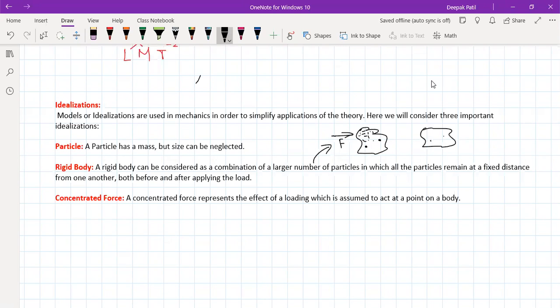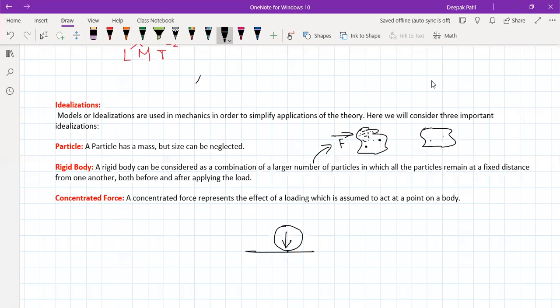Now coming to the concentrated force. What do you mean by the concentrated force? A concentrated force represents the effect of a loading, and load I can say as a force, which is assumed to act at a point on a body. For example, say this is a road and this is the wheel of a vehicle. I can assume that the total load of this wheel is getting concentrated at a particular point on the road.